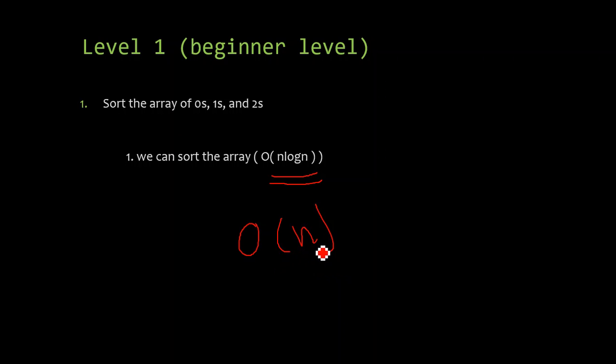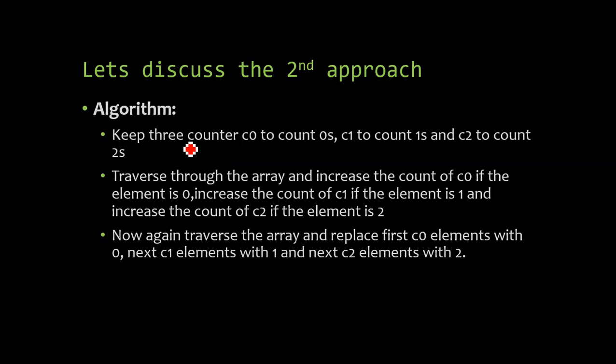So let's try to do this in big O of n. For that we are going to use the counting principle. We are going to count the numbers. Let's see the algorithm first. Keep three counters: c0, which is the counter for 0, counter 1 and counter 2.